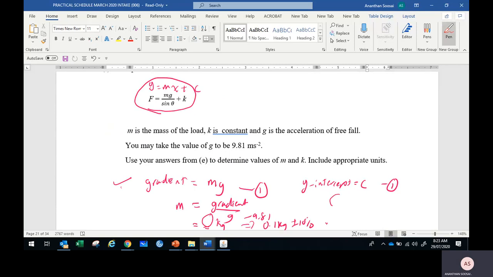Okay, your y-intercept, after you give the statement, your k is equal to your y-intercept value, and you must put the unit, one mark. What is the unit for k? K is the y-intercept, so it must be Newton, right? Your y-axis is force, so force is Newton, so the intercept should be Newton too. So this Newton is 1 mark. And all the final answers after your graph go to three significant figures. You won't get it wrong.